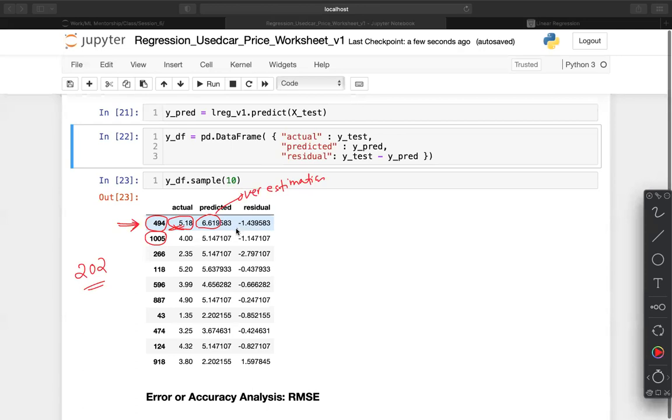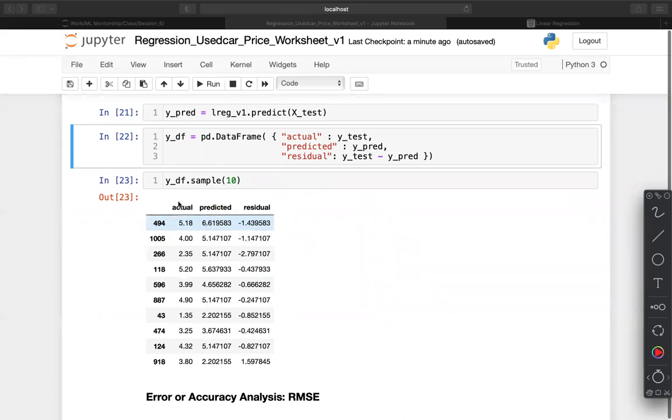There's an error of what? Minus 1.43 lakhs. So here it's an error of minus 1.14 lakhs. 2.79 is a very high error. But if you look at some other ones, like this is very close, 4.9 and 5.14. This is also quite close, right? But given we've taken only one variable called age, I think this is pretty okay, right?